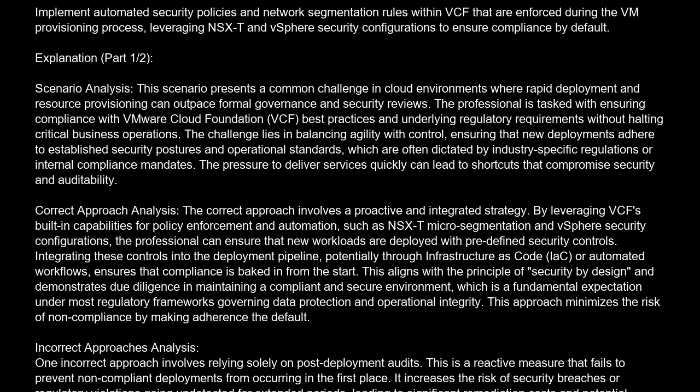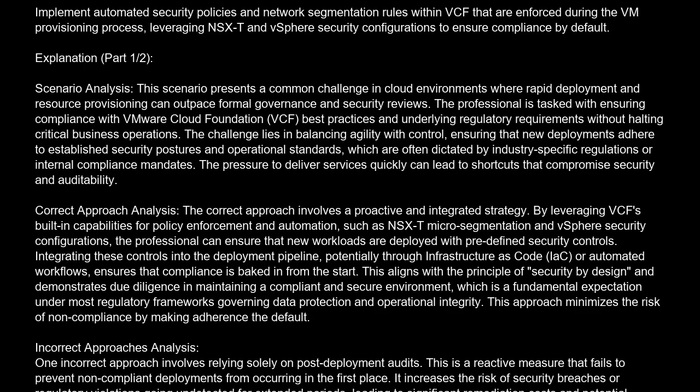Correct approach analysis. The correct approach involves a proactive and integrated strategy. By leveraging VCF's built-in capabilities for policy enforcement and automation, such as NSX-T microsegmentation and vSphere security configurations, the professional can ensure that new workloads are deployed with predefined security controls. Integrating these controls into the deployment pipeline, potentially through infrastructure as code (IaC) or automated workflows, ensures that compliance is baked in from the start.